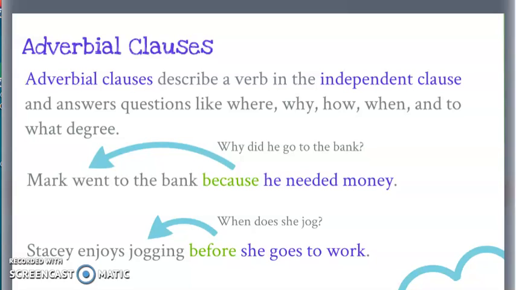When we say adverbial clauses, they describe a verb in the independent clause and answer questions like where, why, how, when, and to what degree. Like in the example, Mark went to the bank because he needed money. Here, it answers the question, why did he go to the bank? So the answer is, because he needed money. Another example, Stacy enjoys jogging before she goes to work. It answers the question, when does she jog? And the answer is before she goes to work.